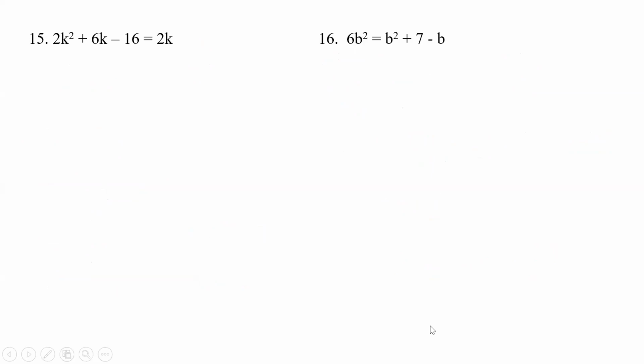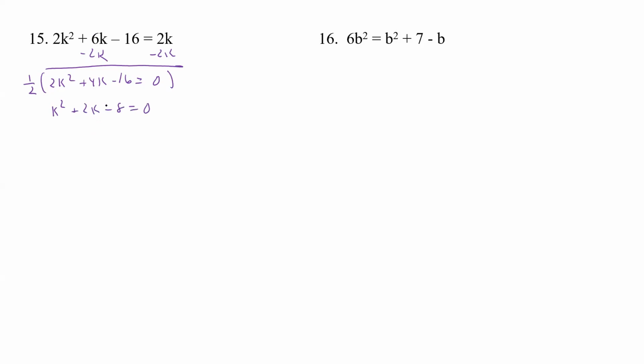Okay, so we have to get 0 on the right side. So to do that, we're going to subtract 2k. So we get 2k squared. 6 minus 2 is going to be plus 4k minus 16 equals 0. Well, all of those have a factor of 2. So if I multiply everything by half, that gets rid of a term, so it makes that last term smaller. So it gives me k squared plus 2k minus 8 equals 0.